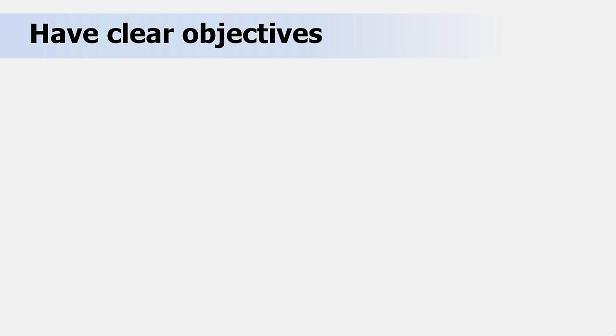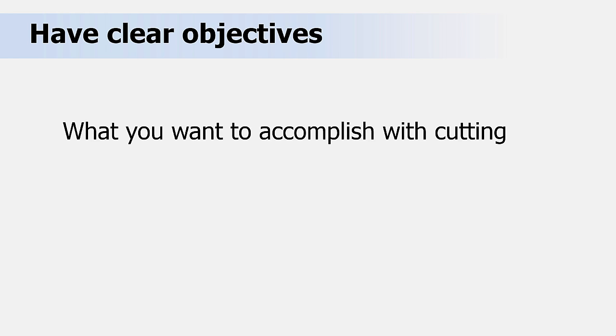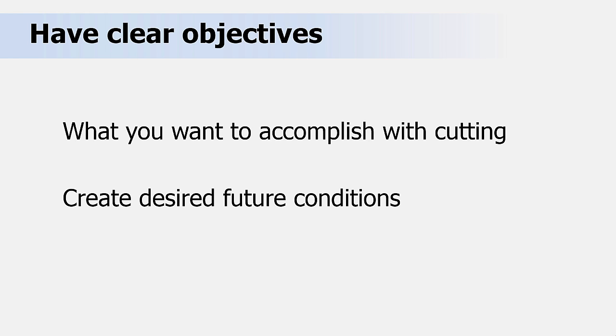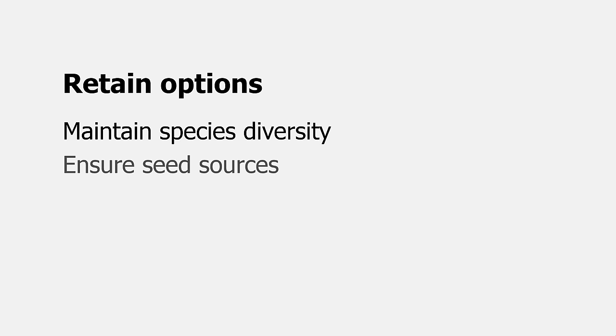However, before you begin cutting, it is important to have clear objectives. Think about what you want to accomplish in your cutting, with the intent being to create desired future conditions in your woodlot. As you look ahead, you want to ensure that you retain options, including goals such as maintaining species diversity or ensuring seed sources of desired remaining tree species.